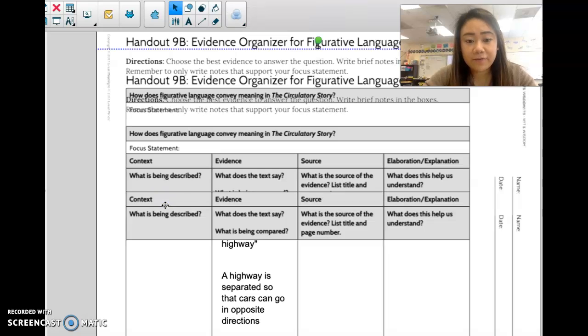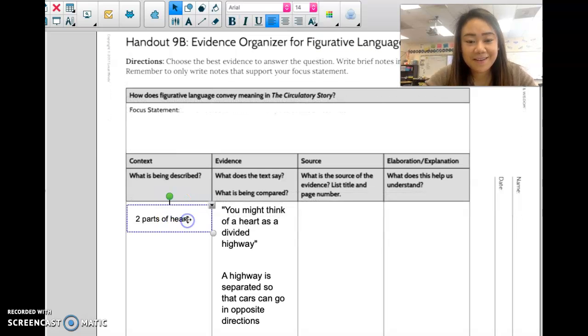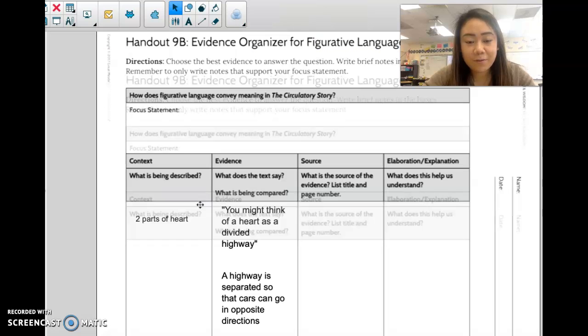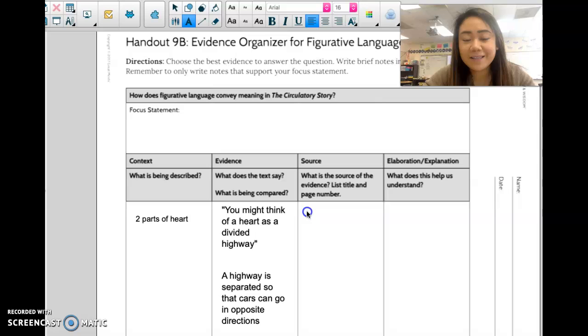All right. And then for the next part, it's asking, where did this come from? Well, it came from page 9. So I'm going to write page 9 because that's where it came from. All right, this is the important part, elaboration. How does this part right here help us understand? So how does the two parts of a heart being compared to a divided highway help us have a better understanding of the heart? Or how is a highway being separated so that cars can go in opposite directions help us understand the two parts of the heart?